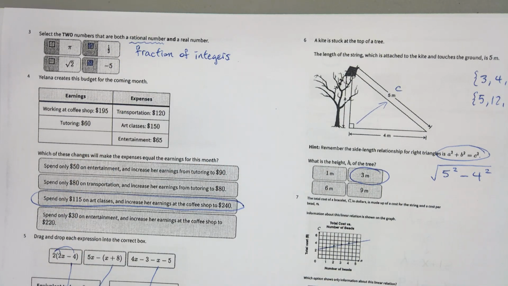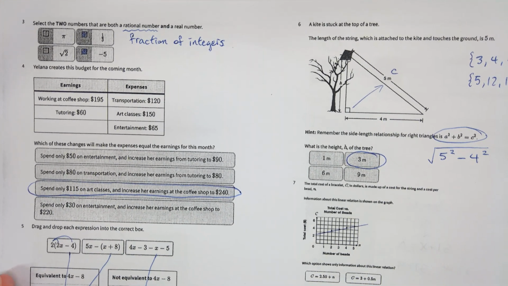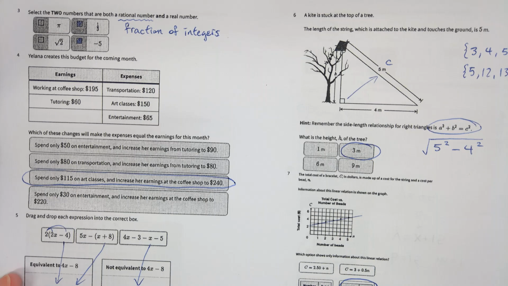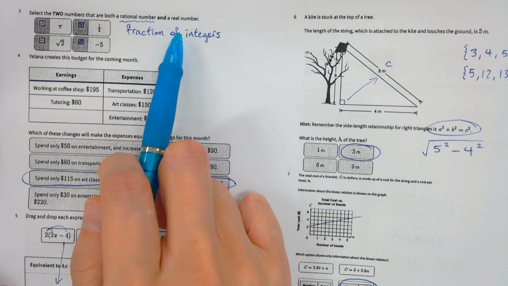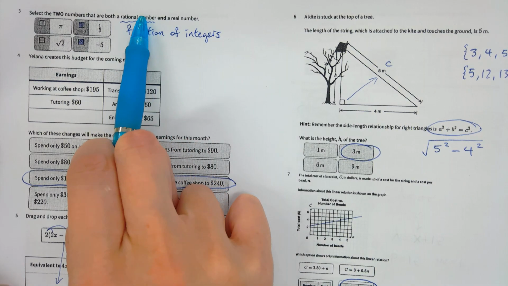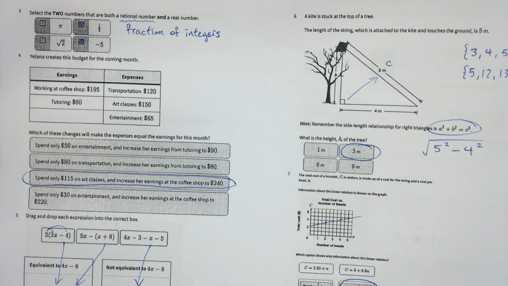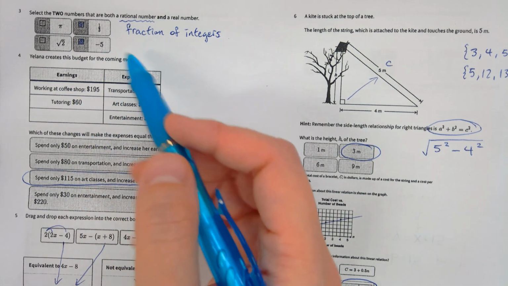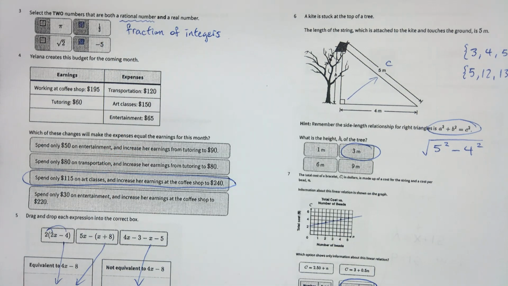What is the definition of rational numbers? What are rational numbers? Not everybody at once. Matthew. Fractions, fractions of integers. So if you can write a fraction using integers only, it's a rational number. All right, so in this case, 1/3, 1 and 3 are integers, so that's a rational. -5, I can write it as -5 over 1. So that's a rational number.